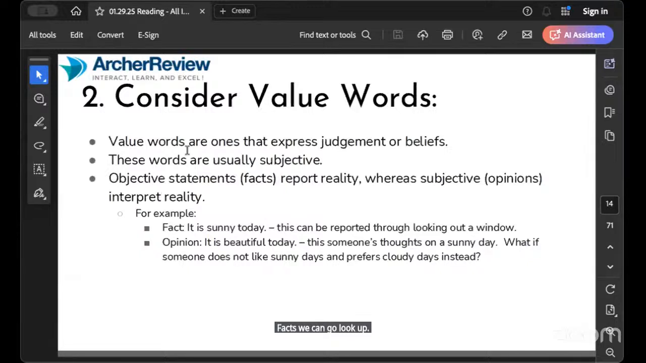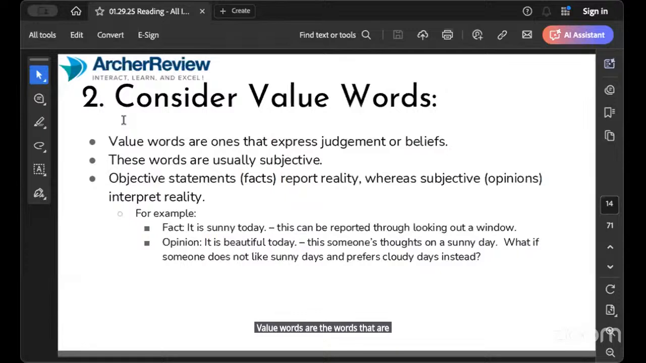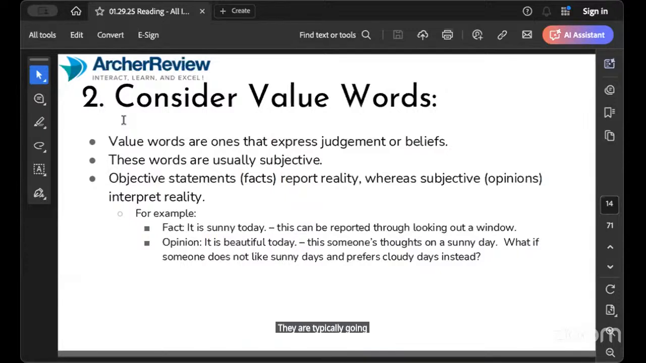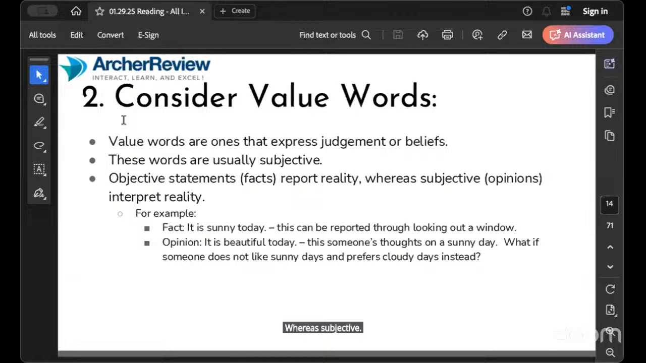Now, speaking of opinions, remember to consider value words. This is what we were doing with those practices where I asked you about sunsets and snakes and vacations. Value words are the words that are used to express those judgments, those beliefs. They are typically going to be those subjective, opinionated words. So, objective statements, those are facts. They report reality. What you see is what you get. Whereas subjective, those opinions, they are an interpretation of reality.